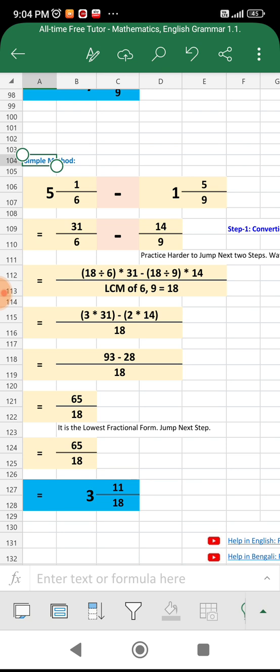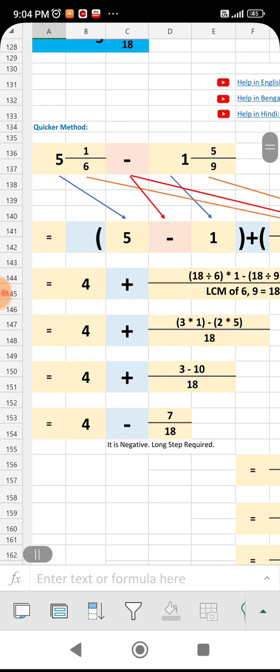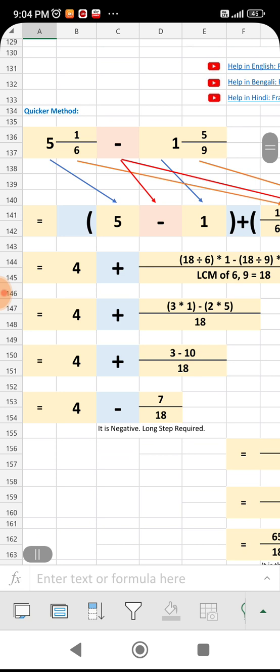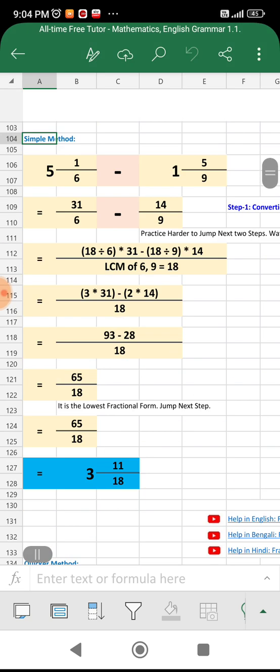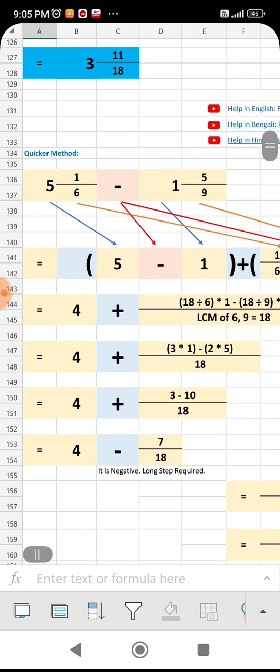But this method is much more difficult than this method. You should follow this method. This method is much easier and faster also. In this method you have to go for larger, difficult division and difficult multiplication. But here the division and multiplication are very small. Okay, so how can we go for the quicker method?